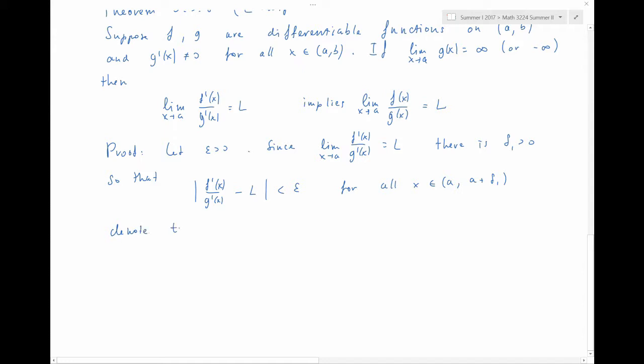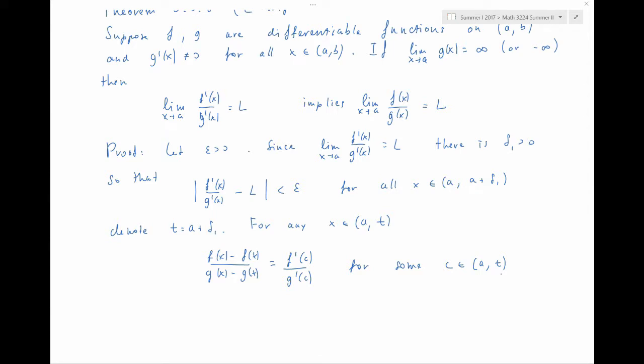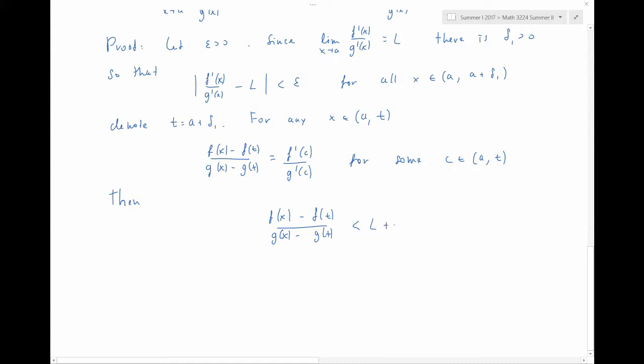Denote a plus delta 1 as t. For any x in this interval from a to t, the generalized mean value theorem applies. Since the derivative is very close to L, we can say that the ratio of the derivatives is less than L plus epsilon and greater than L minus epsilon.